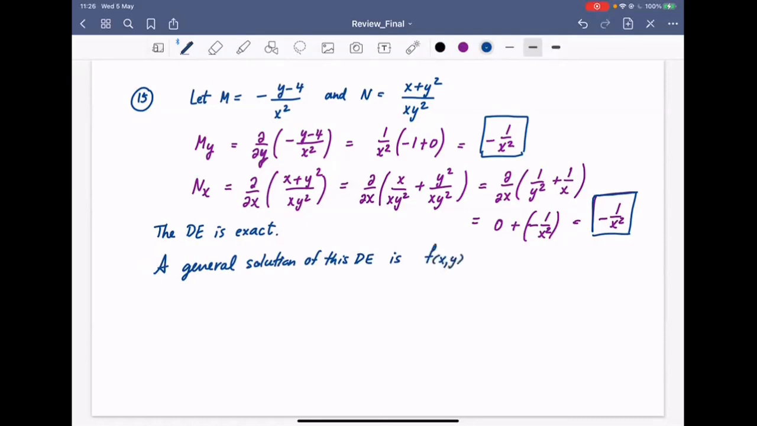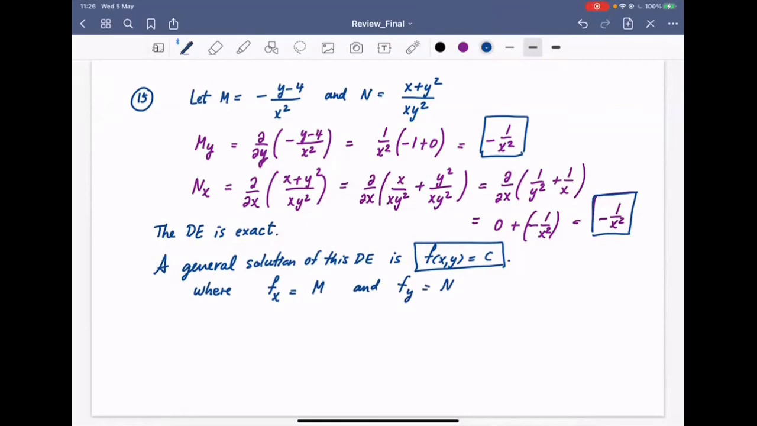f(x,y) equals c. So this is our terminology that, if you know that the differential equation is exact, there is going to be a total differential that matches the form of the differential equation, and the answer is going to be f(x,y) equal to c. You need to find that f. You know that if you differentiate function f with respect to x, you're going to get M, and differentiate f with respect to y, you're going to get N.